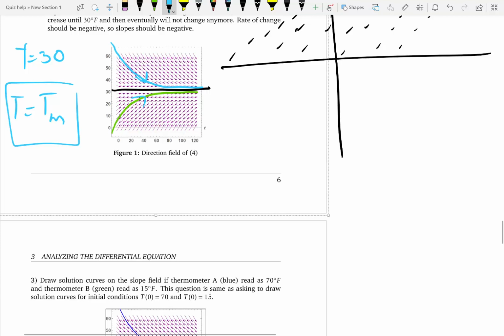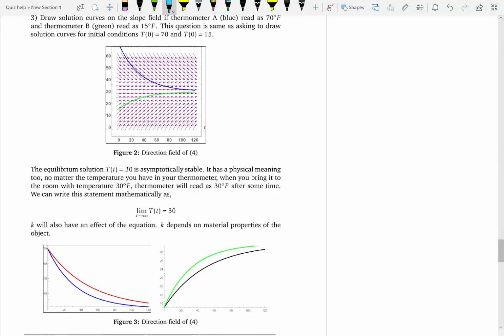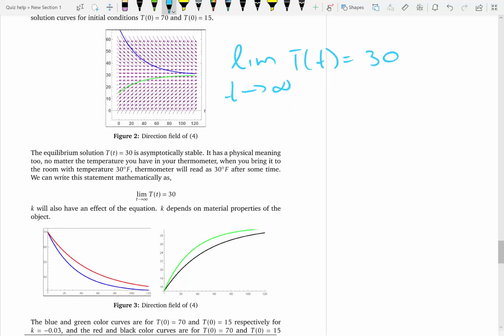It's stable, right? The room temperature is stable as long as you don't change the room temperature. So our assumption here is the room temperature doesn't change, right? So that's what's going on. That's the meaning of the asymptotically stable equilibrium solution. In the example that we showed, the eventual temperature is 30 degrees, right?